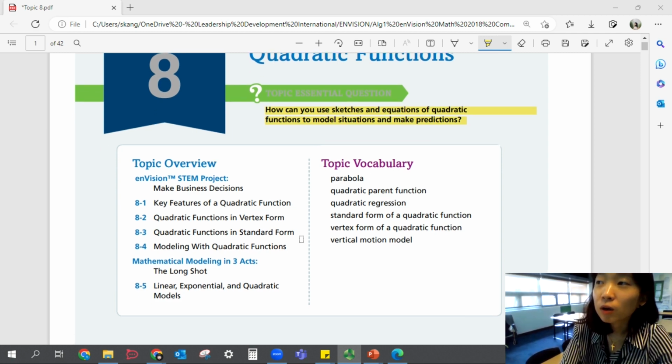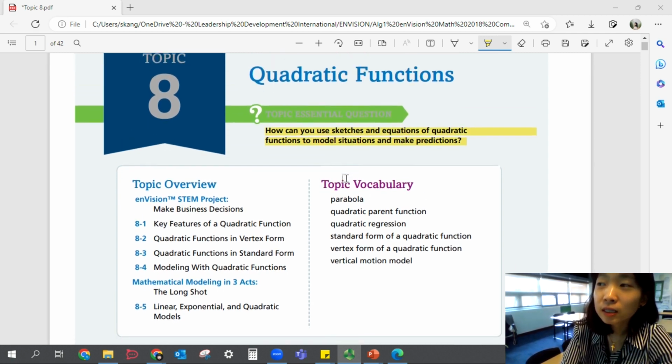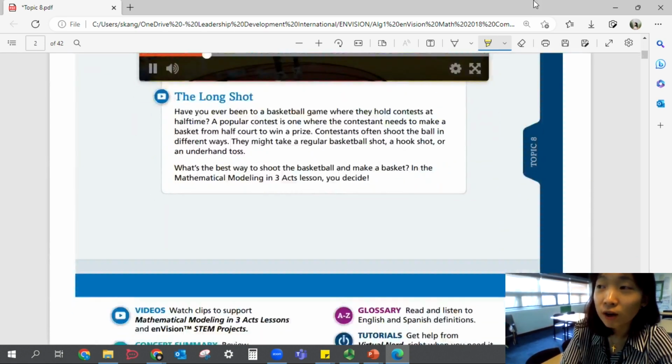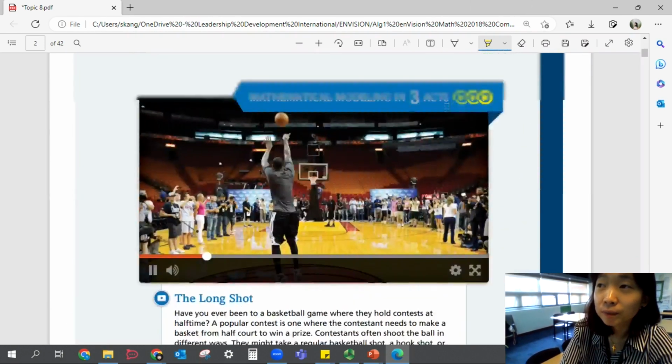Okay, so topic vocabularies are parabola, quadratic parent function, quadratic regression, standard form of a quadratic function, vertex form of a quadratic function, and vertical motion model. So these are very important in this topic. Let's start with looking at the key features of a quadratic function in lesson 1.